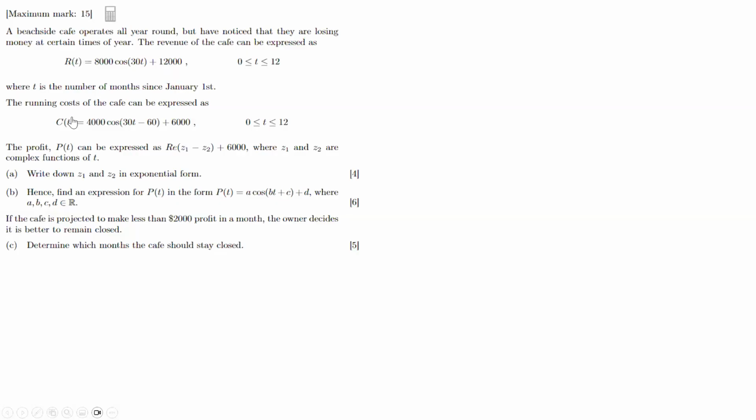Just moving on anyway, we also have the running costs of the cafe, C for costs, which is 4,000 times the cosine of 30t minus 60 plus 6,000, again for 0 less than or equal to t less than or equal to 12.